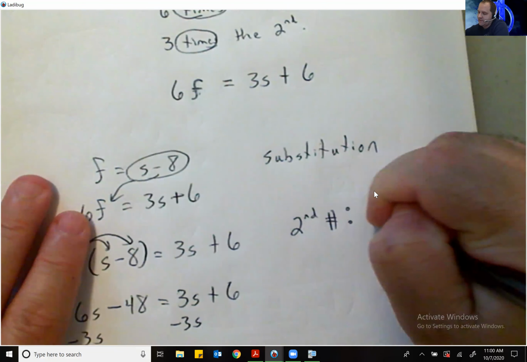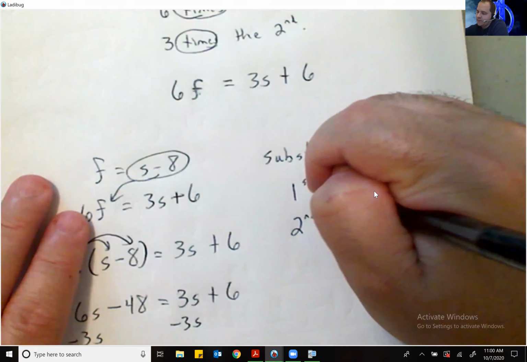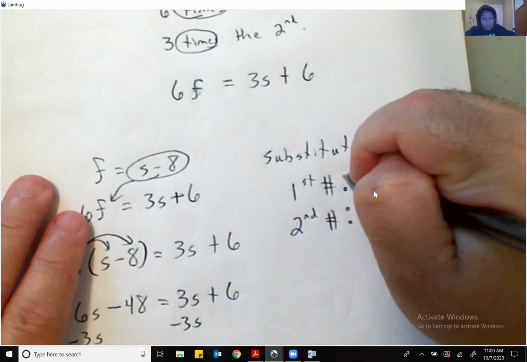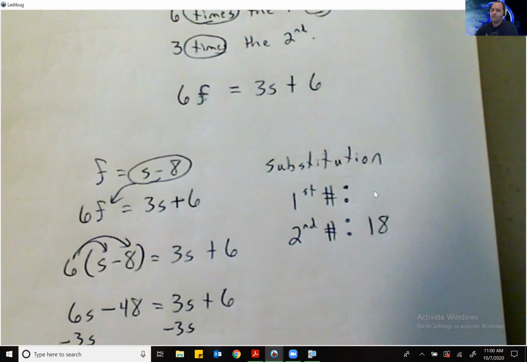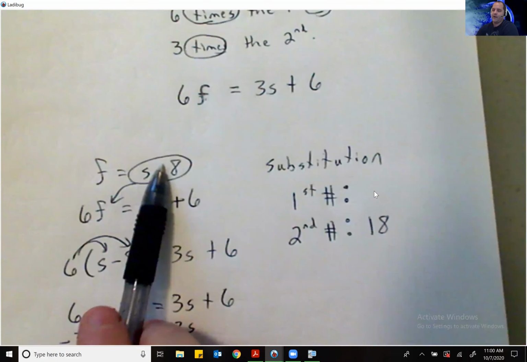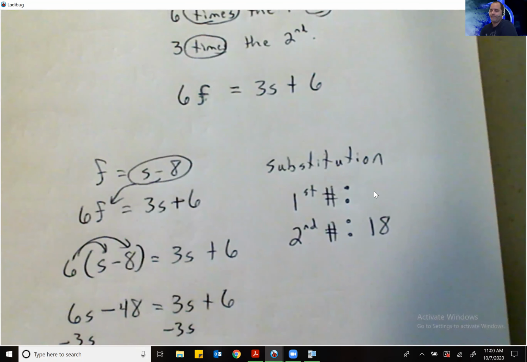It is 18. How do we get the first number? Oh, you plug it in. Plug it in. Okay, Kiki, which one do you want to plug into? The top one or the bottom one? I go back to the originals. The top. Fabulous.